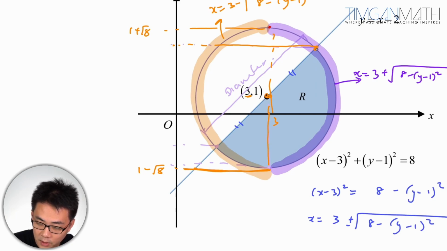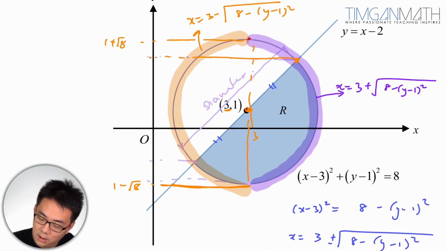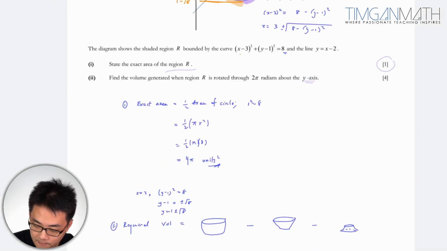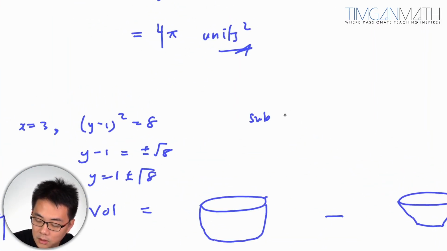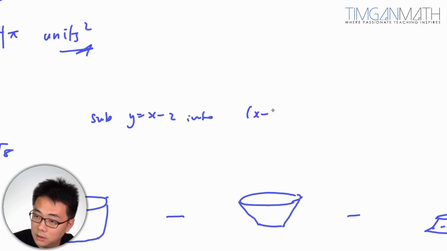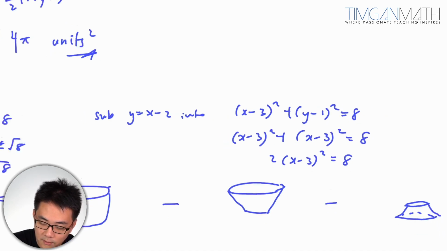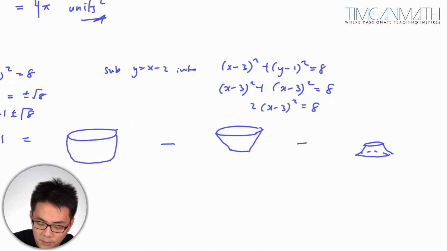So this point here you can find by just substituting both of them in. So I'm just going to quickly sub it in and see what is the value here. So I sub y equals x minus 2 into the equation of circle, and this would be (x minus 3) squared plus (x minus 3) squared equals 8. This will be 2 times (x minus 3) squared equals 8. Okay, there you go. So I think it's quite straightforward.